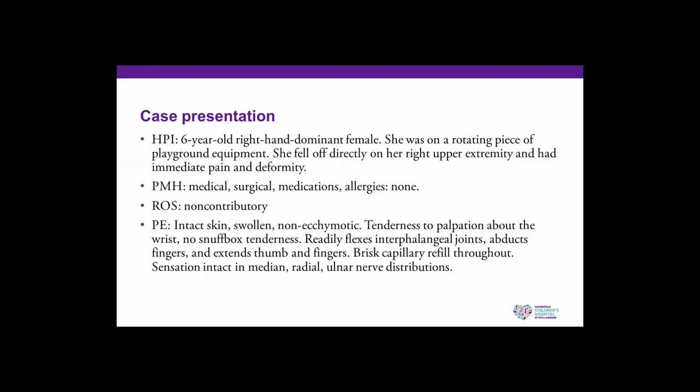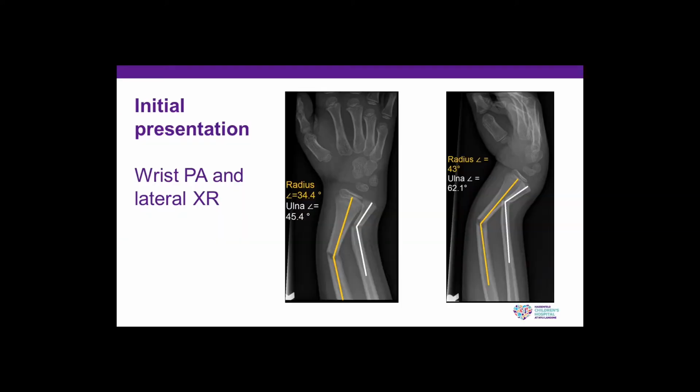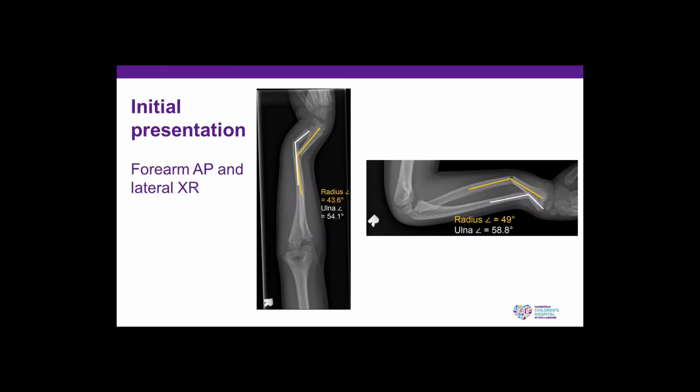To illustrate this technique, we've chosen a patient who is a 6-year-old female who fell directly on her right upper extremity. She was brought to the emergency room for immediate pain and deformity. The wrist was swollen and tender to palpation, the skin was closed, and her neurovascular findings were normal. Initial radiographs in the emergency room demonstrated a significantly displaced both bone forearm fracture through the distal metaphyses.